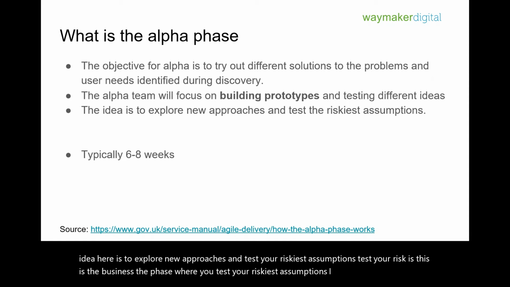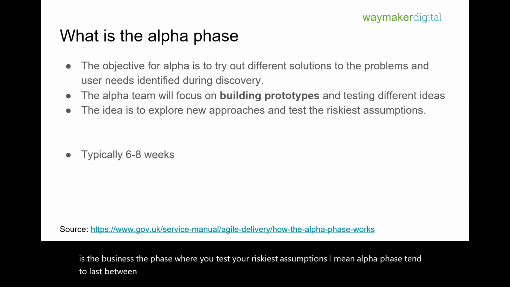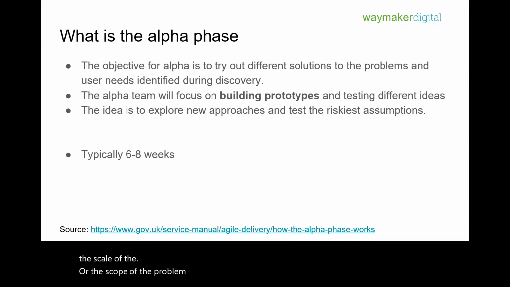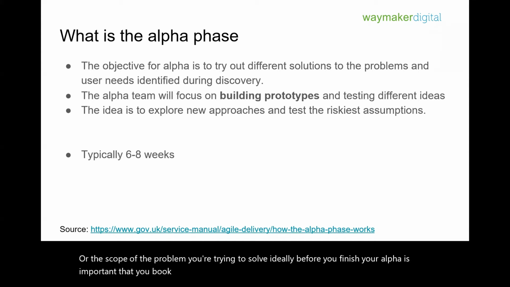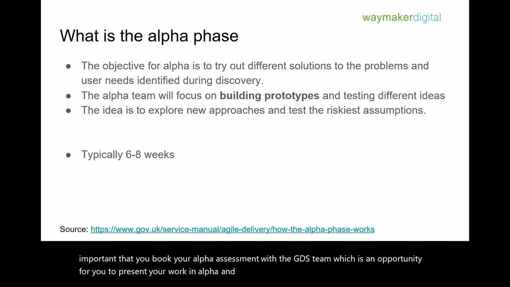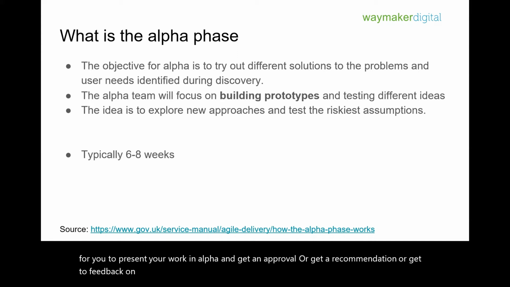Alpha phase tends to last typically between 6 to 8 weeks, depending on the scale or the scope of the problem you're trying to solve. Ideally, before you finish your alpha, it's important that you book your alpha assessment with the GDS team, which is an opportunity for you to present your work in alpha and get an approval, a recommendation or feedback on the work you've done and whether you are going to proceed into the next phase or not.